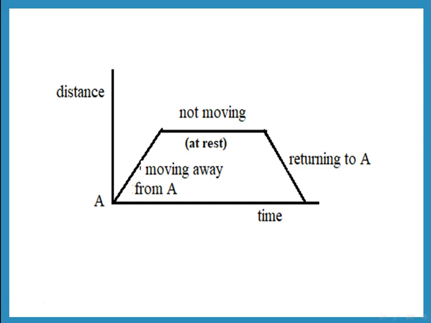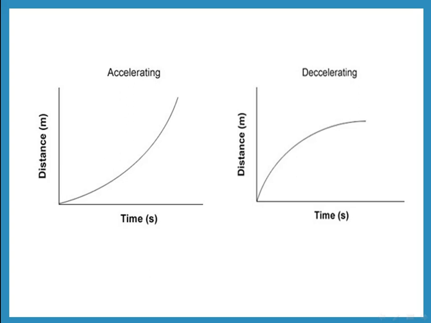Okay, so distance versus time. The line is going up from A, that means the distance is increasing, that means the object is moving away from A at a constant speed. Once it reaches a point and it stops, it's at rest, the horizontal line indicates that my object is no longer moving, or it has become stationary. Now, line going down means the object is returning to its original point.